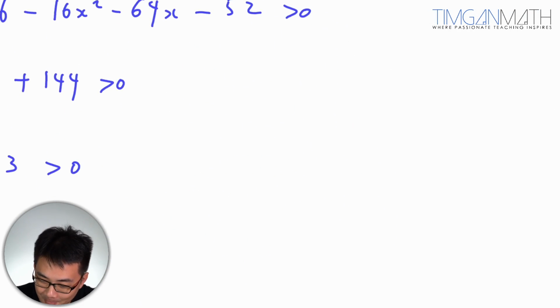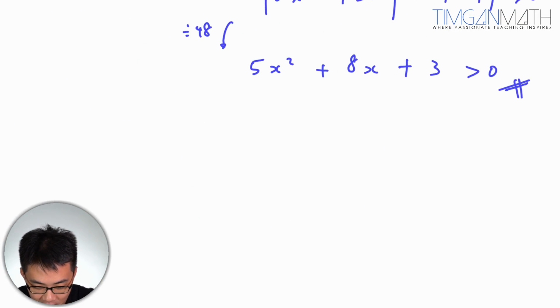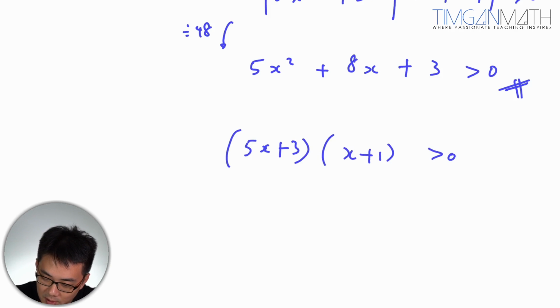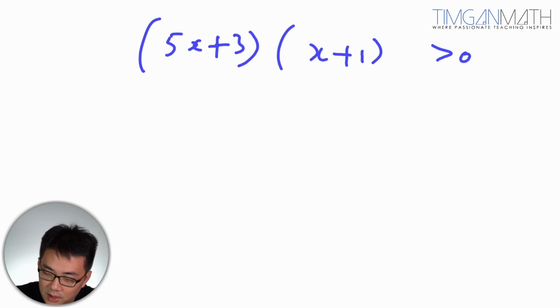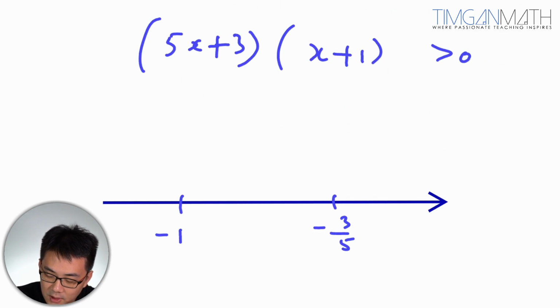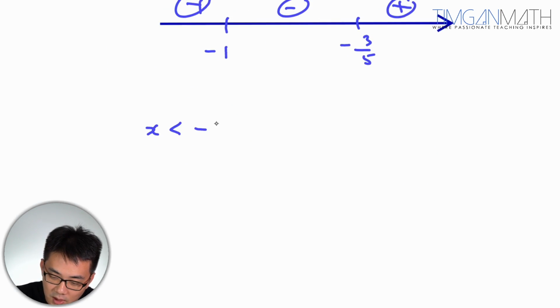Shown. Okay? Shown. Now then, after which, hence find the set of possible values. So this case is okay. We just need the set of possible values, which would be 5x squared plus 8x plus 3, and this will be 5x plus 3 and x plus 1 bigger than 0. So this case here, the critical values are -1 and -3 over 5. That will be positive, negative, positive. We need here, here, to here. So in other words, x will be less than -1 or x more than -3 over 5.